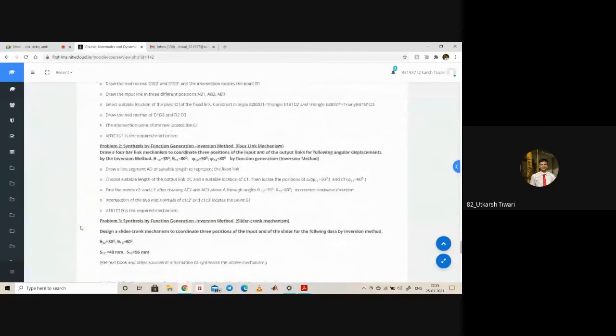So the next question is: draw a 4-bar link mechanism to coordinate 3 positions of the input and the output links with the following angular displacements by the inversion method. Theta 12 is equal to 35 degree, theta 13 is equal to 80 degree, psi 12 is equal to 50 degree and psi 13 is equal to 80 degree, by the function generation inversion method. So here's the solution.